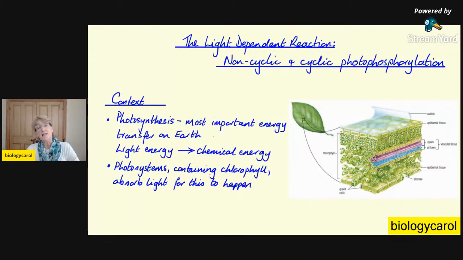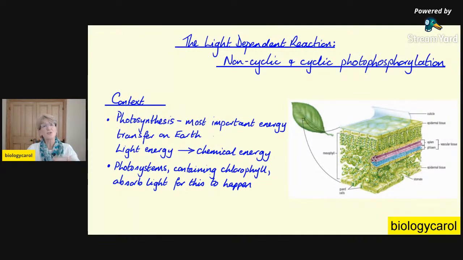So this is a cross-section of a leaf, which I suspect you'll recognize. And we've got the palisade layer at the top, packed full of chloroplasts. That's where the photosystems are. It's where the chlorophyll is. And the spongy mesophyll layer just below the palisades, which have also got a whole load of chloroplasts with them.